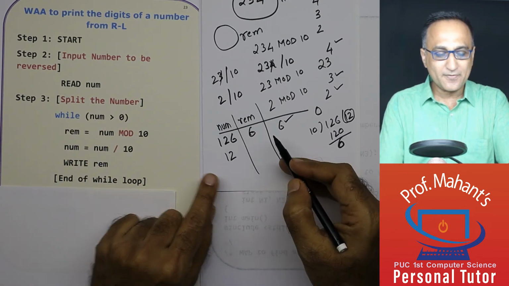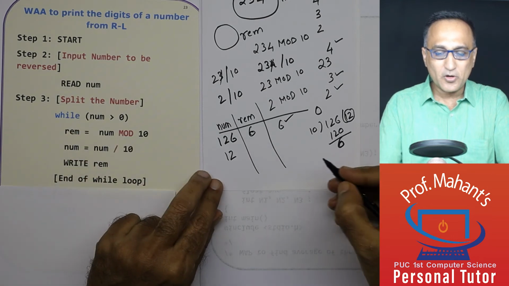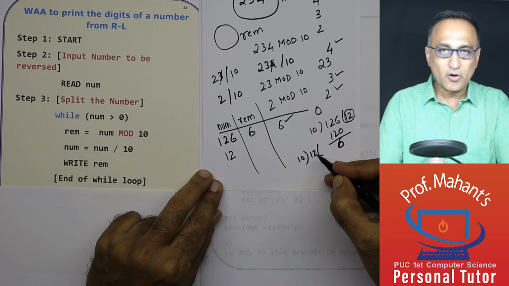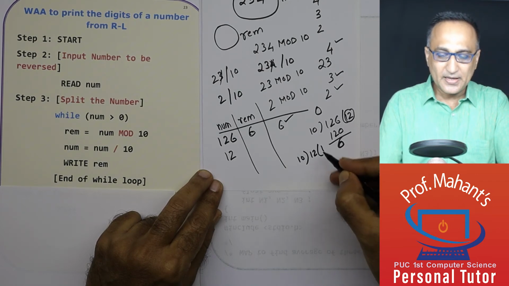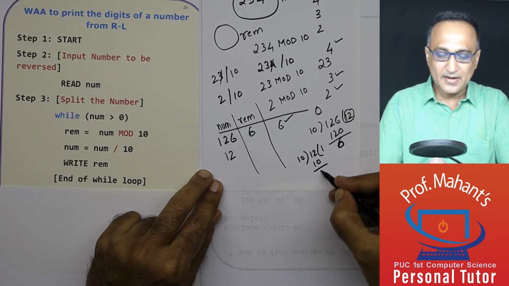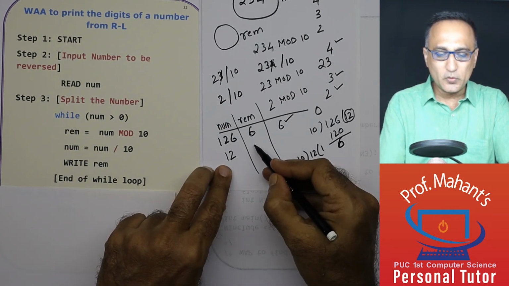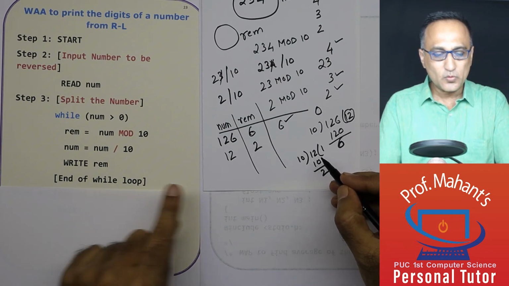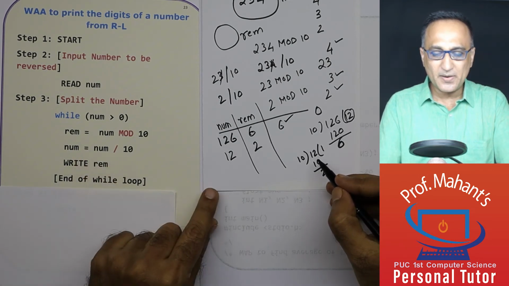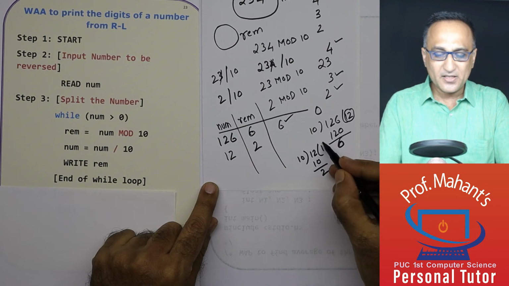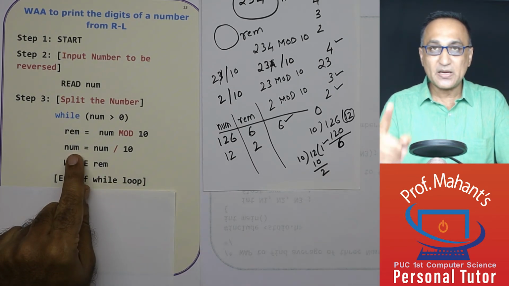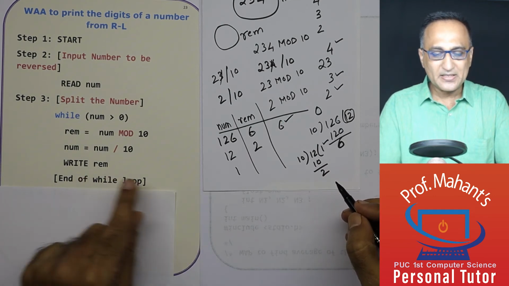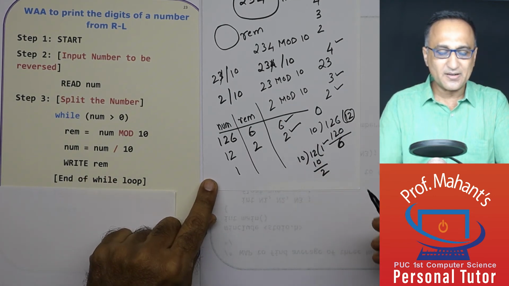So the number is 12. Now the remainder is 12 mod 10. If I try to divide 12 by 10, 10 ones are 10 and the remainder is 2. So I got my 2 into this remainder. Now I need to get rid of this 2. So when I say number is number divided by 10, 12 divided by 10, the quotient is 1. So the new value of number is 1. Now I am writing the remainder. The remainder is 2, so 2 is written.